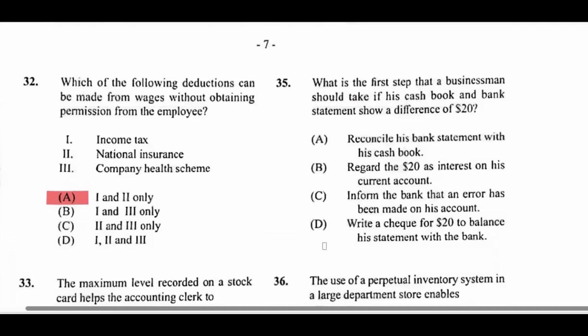35. What is the first step that a businessman should take if his cash book and bank statement show a difference of $20? Reconcile his bank statement with his cash book. 34 and 35 are repeated questions. 32 is a repeated question as well.